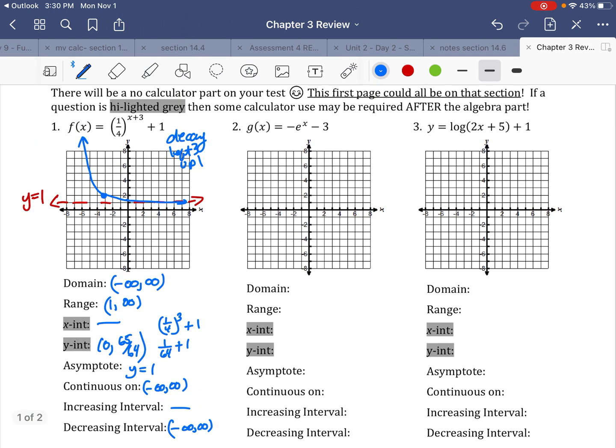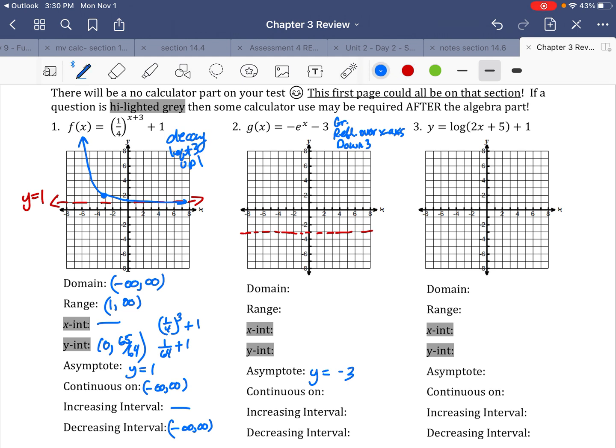And that is it. All right, over here, we have an exponential function again, but this time my base is e, so it's 2.7, right? So it is a growth problem, but it has been reflected. It's growth, with a reflection over the x-axis, and it's been moved down 3. So that down 3 makes my asymptote be y equals -3. I'm going to go ahead and draw that on here.